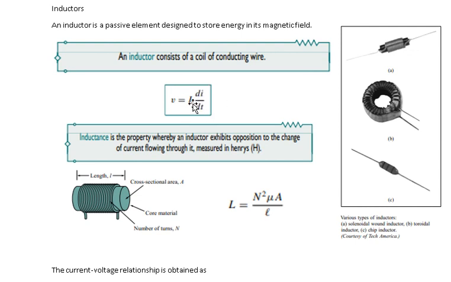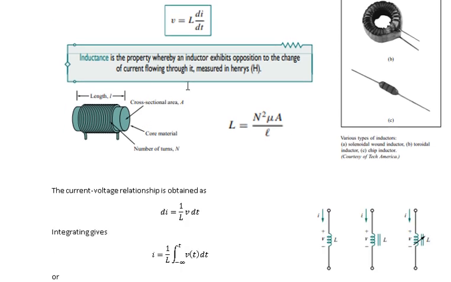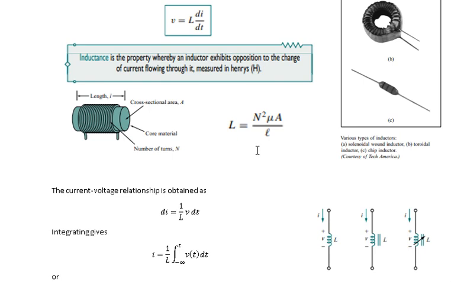So if you remember, the value of the current across the capacitor is I equals C dV over dt. So if you can imagine, they are opposite, no? So sa capacitor, ang nakalagay dito is current, sa inductor naman ang nakalagay dito is voltage. Okay? So inductance is the property whereby an inductor exhibits opposition to the change of current flowing through it, measured in henries. Okay, so we have here an inductance. Usually, no, this is the definition of inductance.